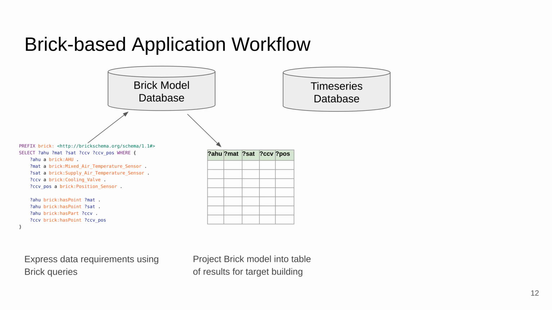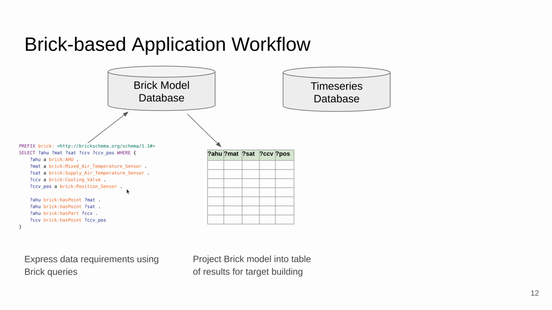So this is the same query language you would use for 223P or for BOT or for Real Estate Core or anything like that. This particular query is expressing, I want the mixed air and supply air temperature sensors on either side of a cooling coil, and I want the cooling coil valve position so I can tell if, when the valve is open, I should see some cooling of the air downstream if everything is right.